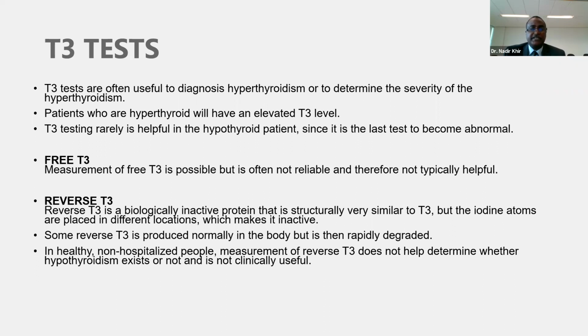And the reverse T3, as we said before, is a biologically inactive hormone that is structurally very similar to T3, but the iodine is lost from a different ring and placed in a different location, which makes it inactive.